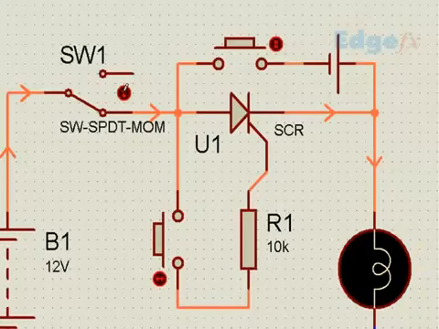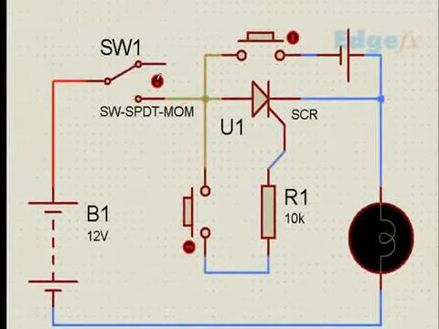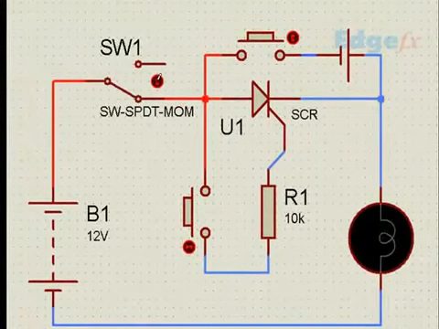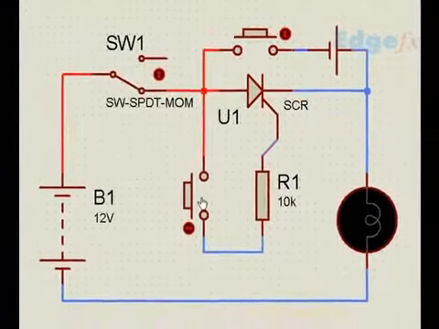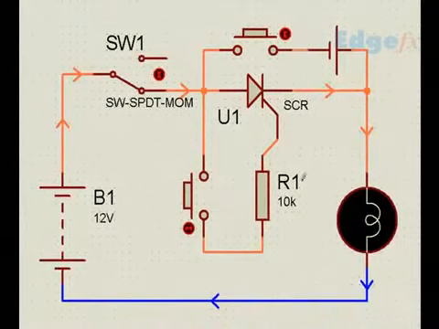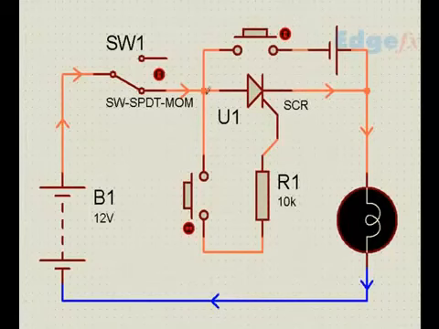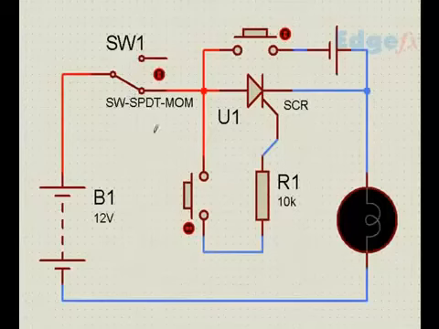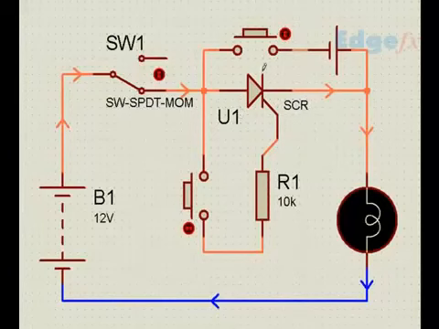When either I stop the current here momentarily and then bring it back again, then the current stops. Again it has to be triggered so that it starts. Or there is another method where I apply a reverse voltage across the cathode and the anode. Then also the current will stop. Because the gate triggering has been already made, the SCR is already conducting, and it can only stop either by this, that means breaking the supply momentarily, or by applying a reverse voltage across the cathode anode like this.